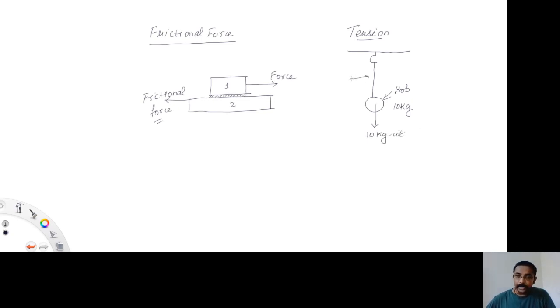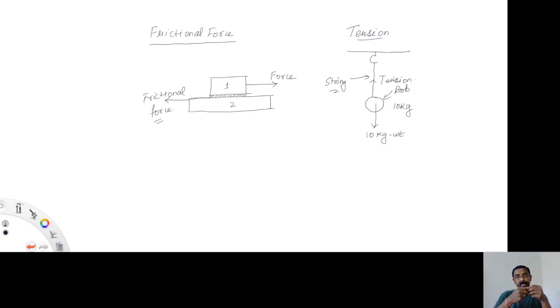So this string here will try to keep this particular bob from moving downwards. So it will have to keep it there. So there will be a force acting here. This force is called a tension force.